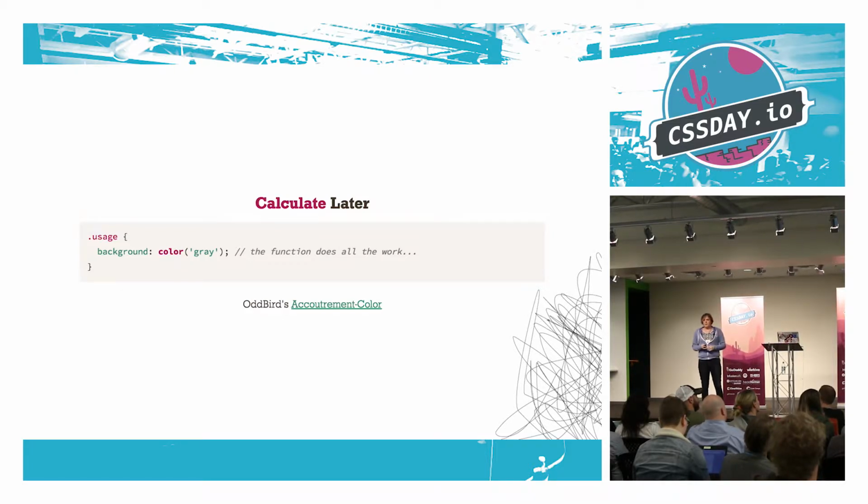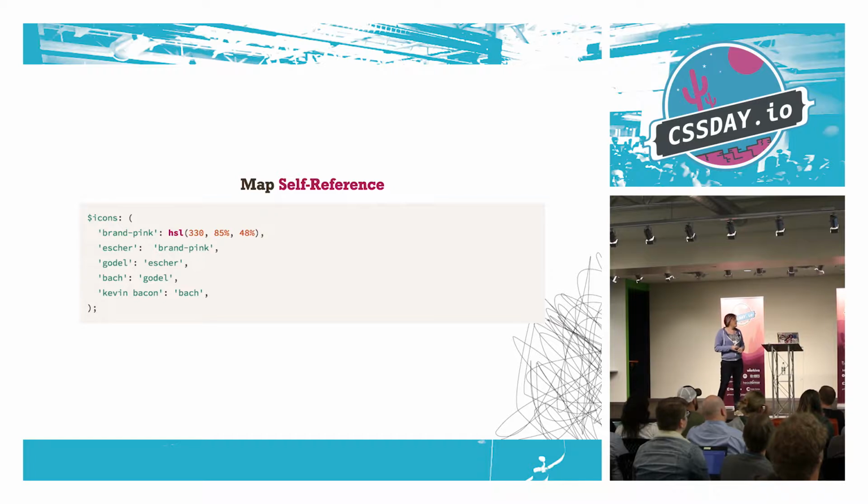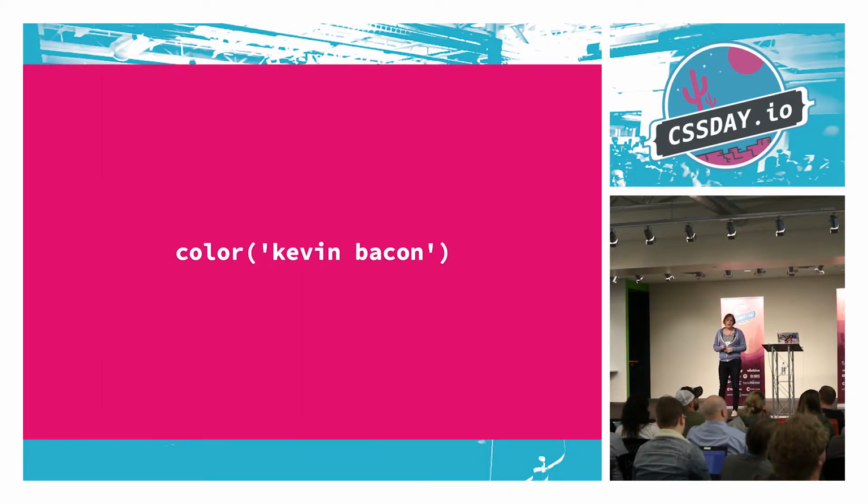So that's probably a slight performance hit in terms of compiling your Sass. With libsass, not noticeable. So we've got map self-reference now. So that solves the map problem. Color Kevin Bacon gives us the pink.